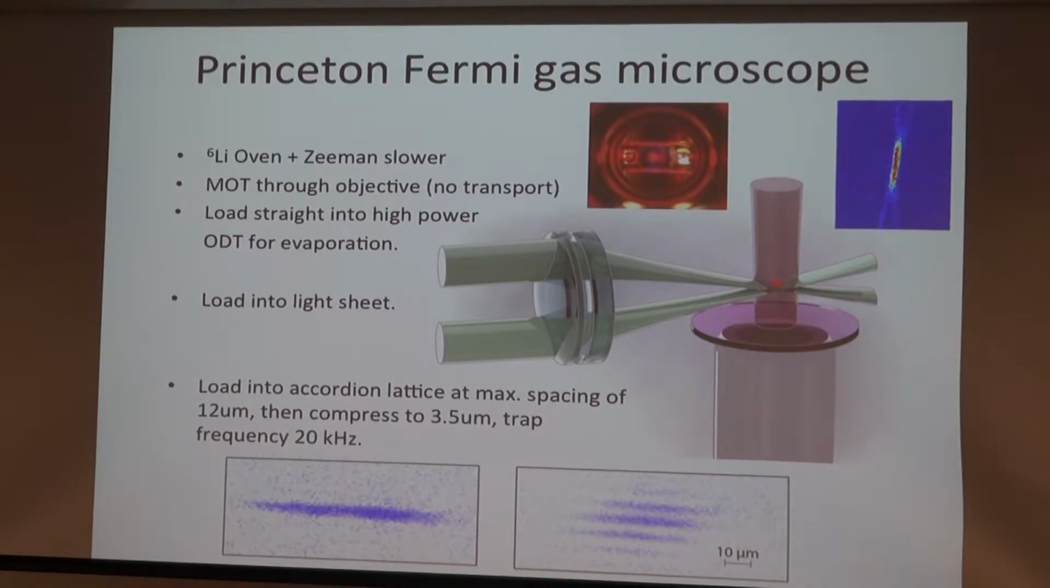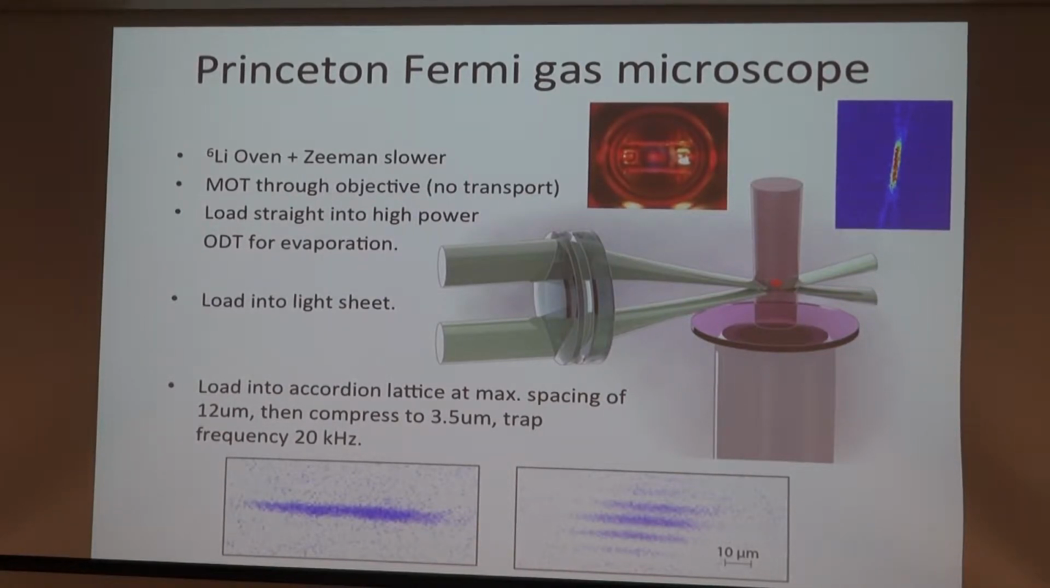So when we load, we are at a very large fringe spacing. And so we can load the entire cloud into a single layer. And then we increase the angle between the laser beams to compress the traps. And then we end up in a 2D regime. We can enter the 2D regime with about 20,000 atoms or so.